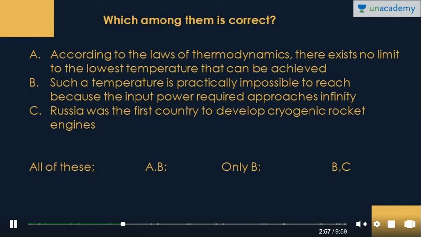Next, which among them is correct? A. According to the laws of thermodynamics, there exists no limit to the lowest temperature that can be achieved. B. Such a temperature, the lowest possible temperature, is practically impossible to reach because the input power required approaches infinity. C. Russia was the first country to develop cryogenic rocket engines.